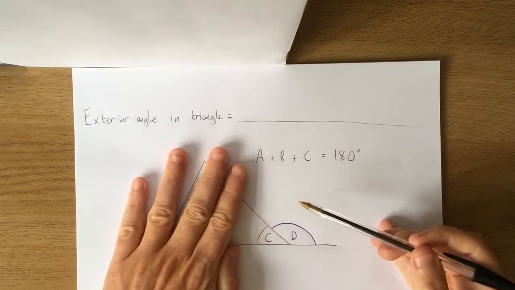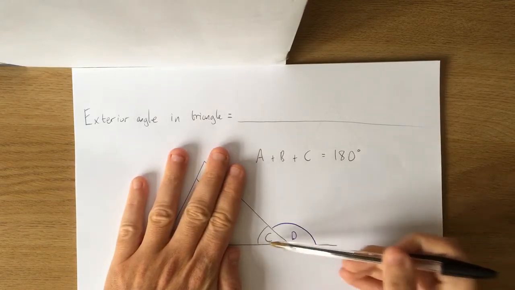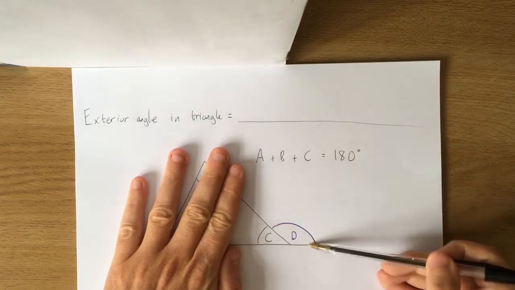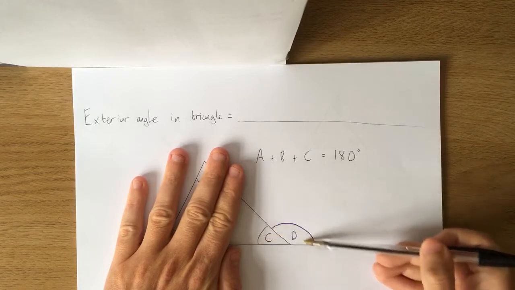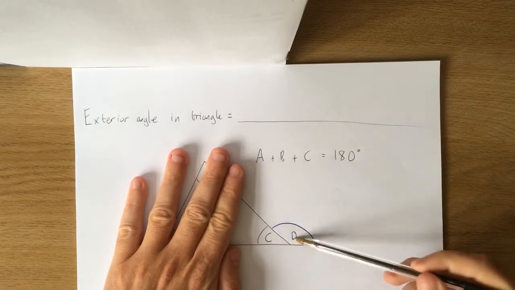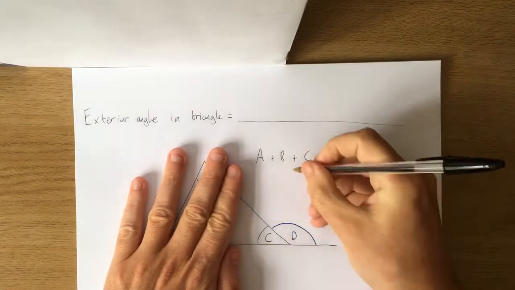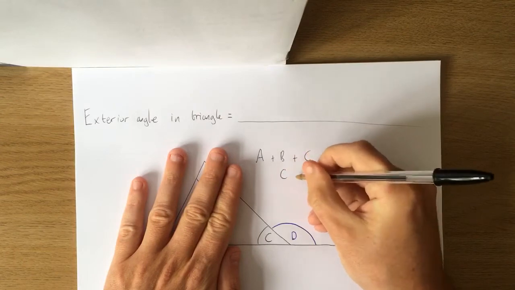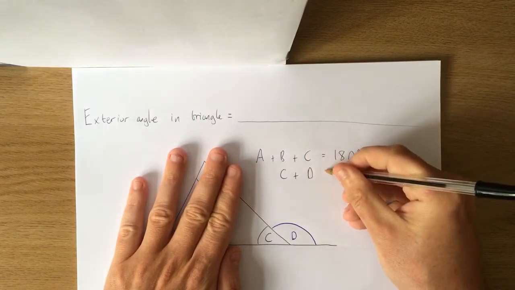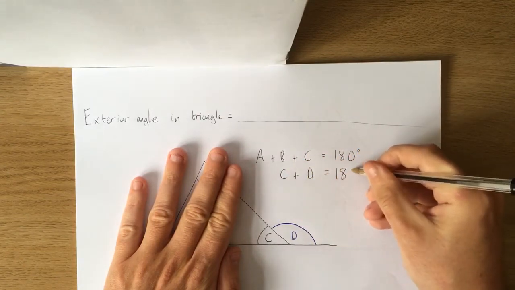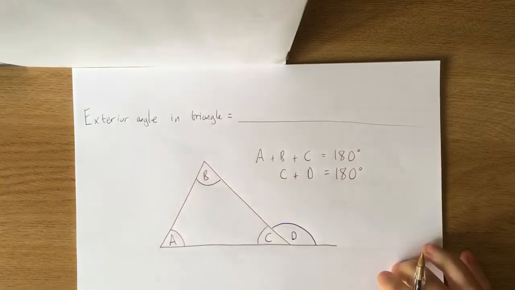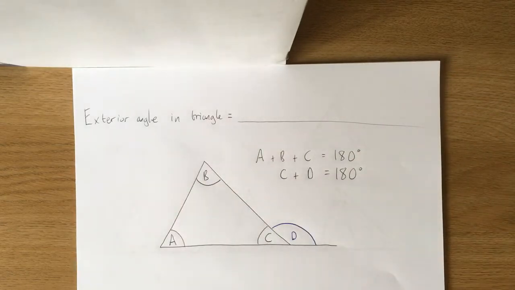Now, if I just look at C and D, together they form a straight angle. Okay, so angle C and angle D are what we learn to call supplementary angles. So two angles that add to 180 degrees, two angles that make up a straight angle, are supplementary. So C plus D is equal to 180 degrees.